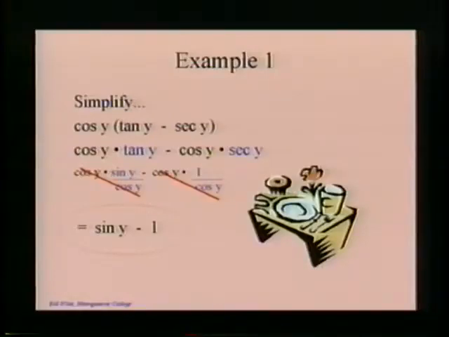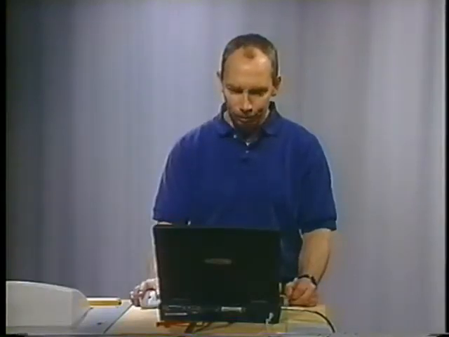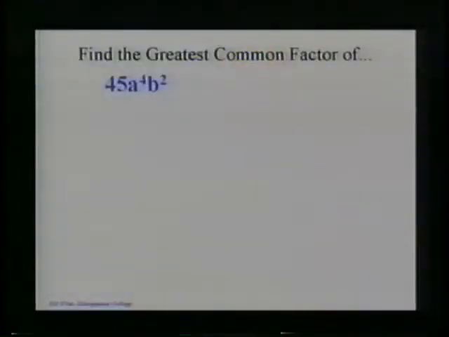Let's try another one. But the point of that one was to change everything into sine and cosine if you can. The next ones are going to involve greatest common factors. Before we show you with sine and cosine, let me show you with algebra, just in case you forgot. What's the greatest common factor of these two terms?